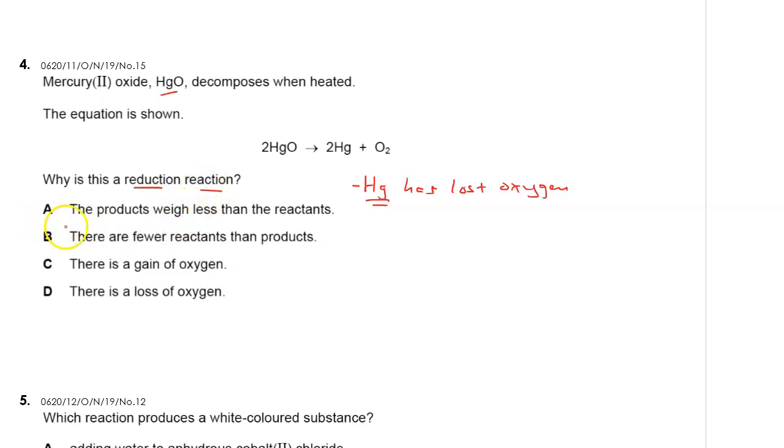So look at the multiple choice. The products weigh less than the reactants. That is not why the reaction is a reduction. There are fewer reactants than products. That is correct, we only have one reactant and 2 products, but that is not why this reaction is a reduction reaction. There is a gain of oxygen. You can see there is a loss of oxygen, so both of these are not correct. So there is a loss of oxygen. That should be the correct answer, B.